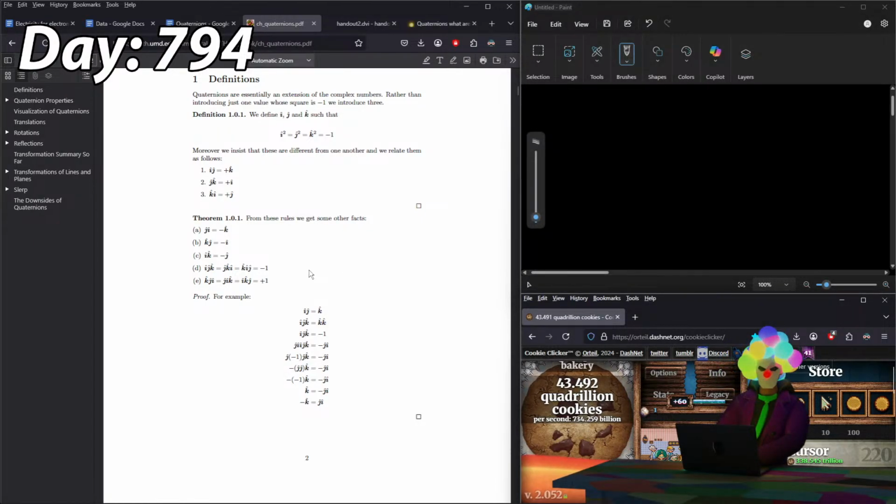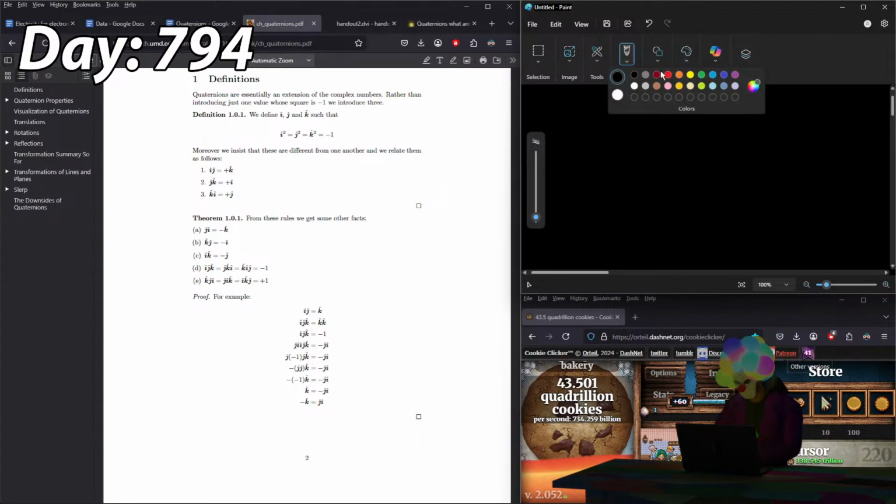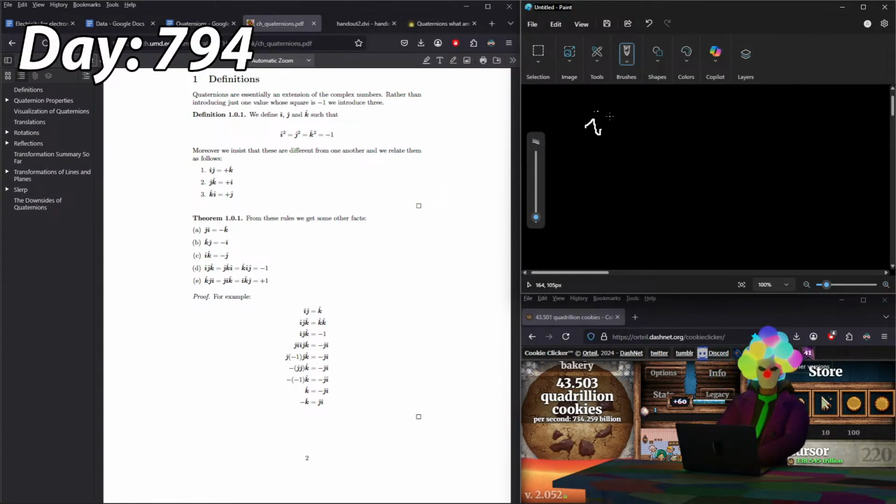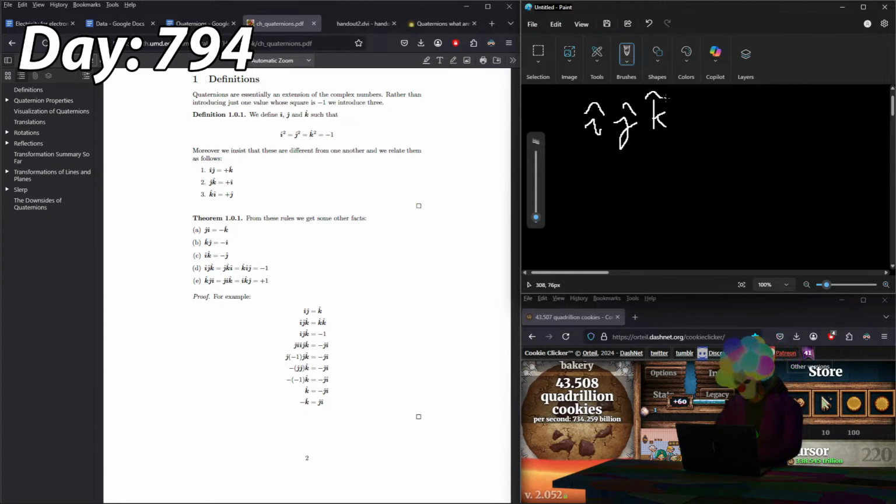There we go. Now, we have i squared is equal to j squared is equal to k squared is equal to -1. Moreover, we insist that they are different from one another and we relate them like so. Okay, so basically we have i, j, k. They all have a hat on, so maybe I should do it with a hat. And they kind of loop together.